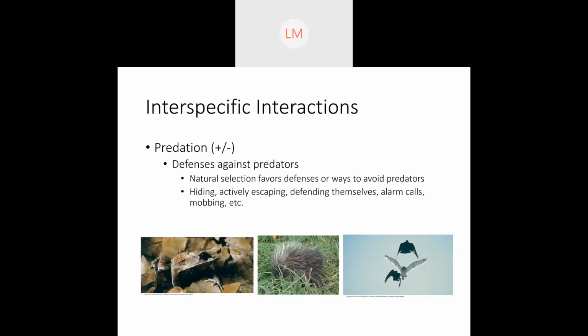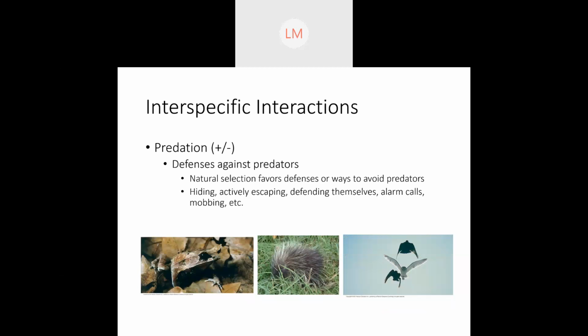On the other side of that equation, we also have prey that have evolved defenses against our predators. So obviously, natural selection is going to favor a way for you to defend yourself against predators. If you have a defense, you are going to be able to survive and reproduce more than somebody that doesn't have a defense. So natural selection is going to favor those individuals.